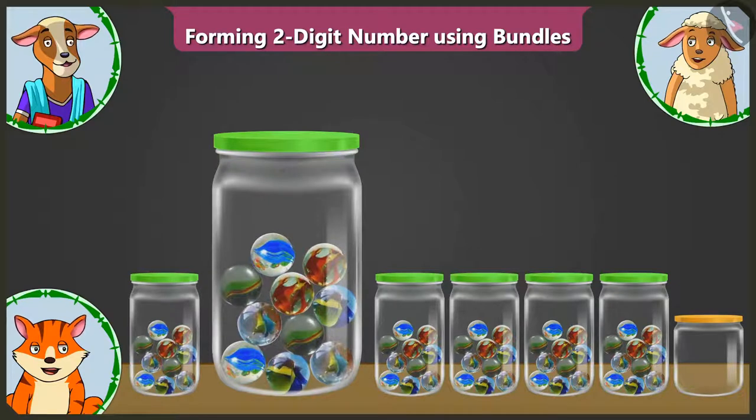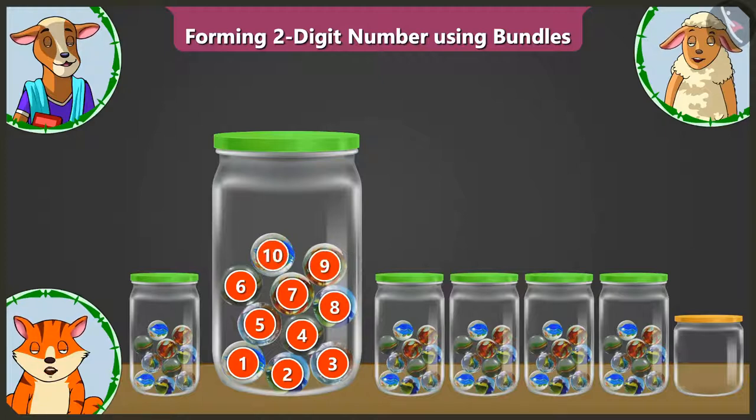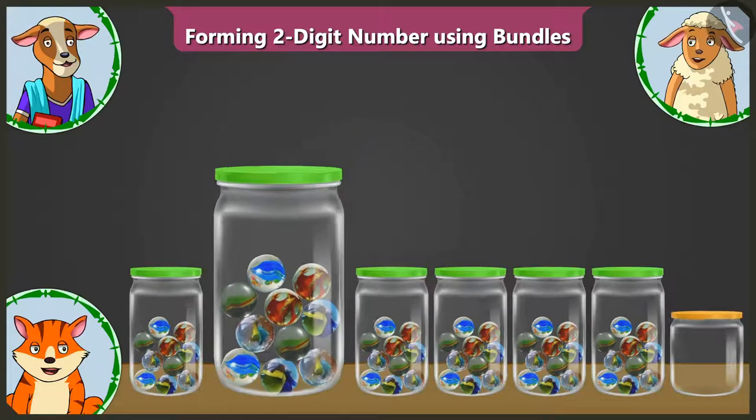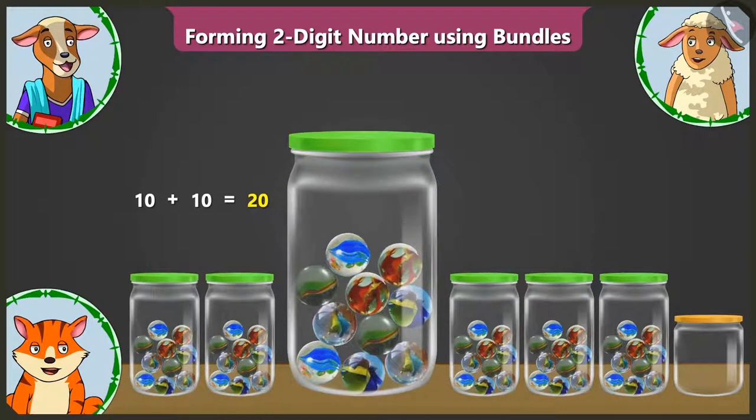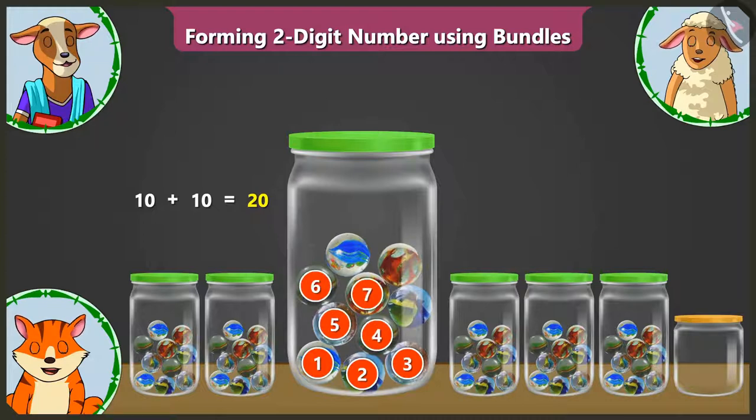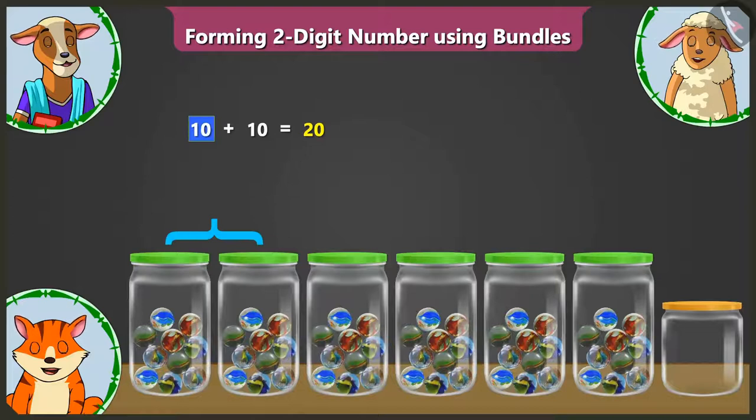Billy, you count the marbles in the second jar. Yes, ma'am. In the second jar, there are 1, 2, 3, 4, 5, 6, 7, 8, 9, and 10 marbles. Yes, that is correct. So there are 10 and 10, 20, two groups of tens. Now look, here in the third jar, there are 10 marbles. So this makes it 10 and 10, 20, 20 and 10, 30.